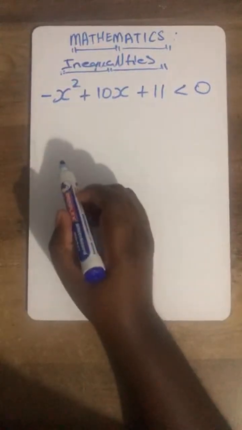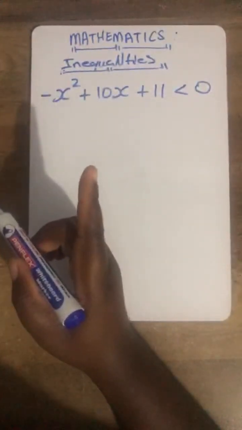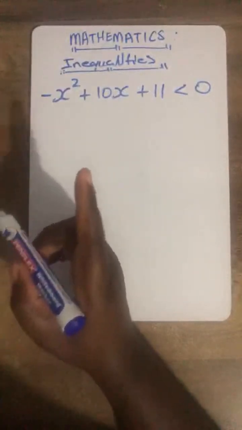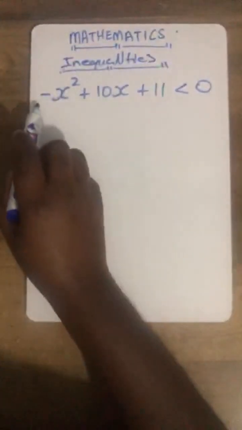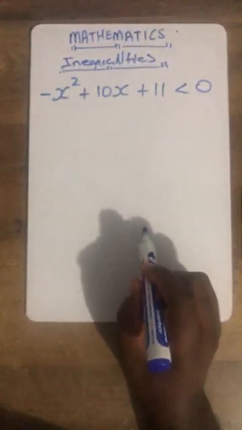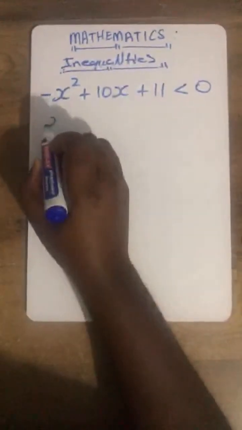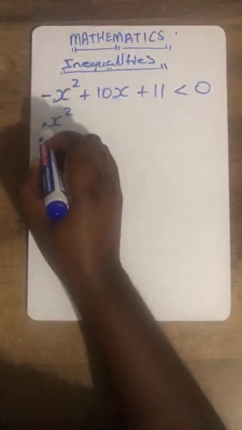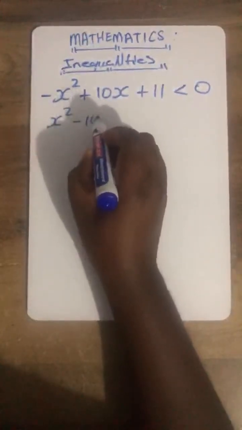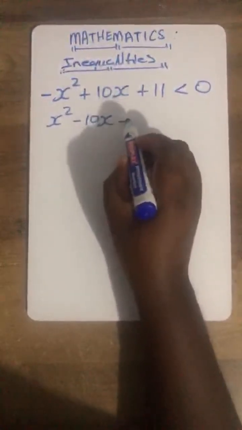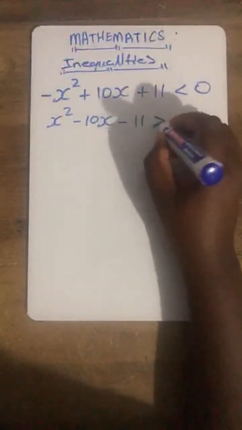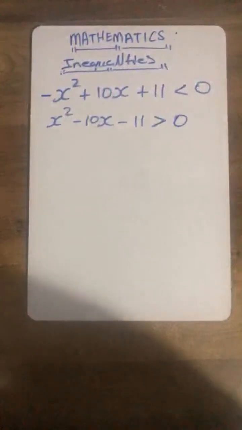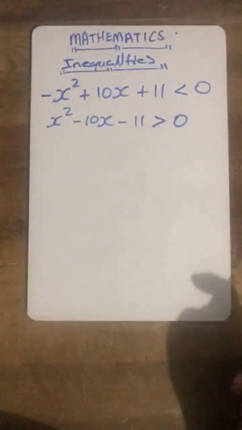So let's see. First things first, you need to make sure that this is written in the standard form, and you must never have a negative a value. So you're going to change the sign of every sign there. This one, you change from being negative to being positive. You change it from being positive to being negative 10x. This one, you change from being positive to being negative 11. This is where you get it wrong. This inequality sign, you must also change it. That's where most of you guys get it wrong. That's why you are having different answers.